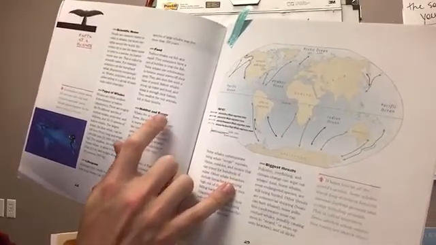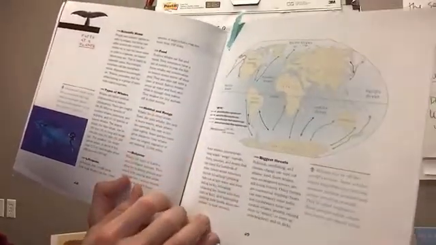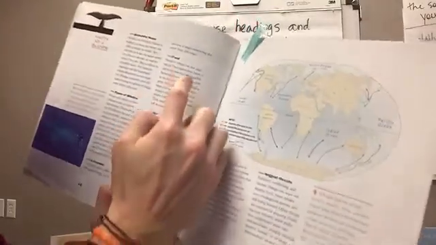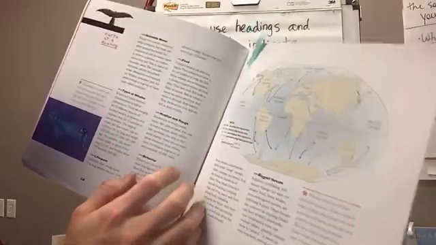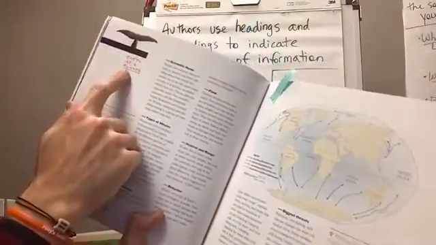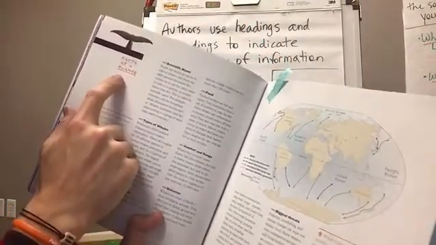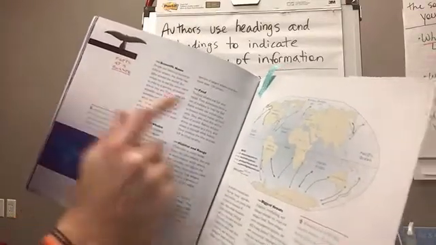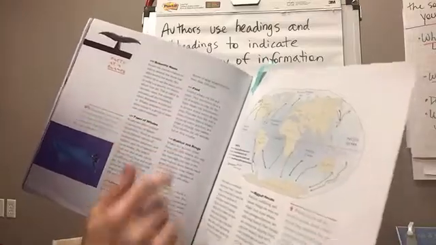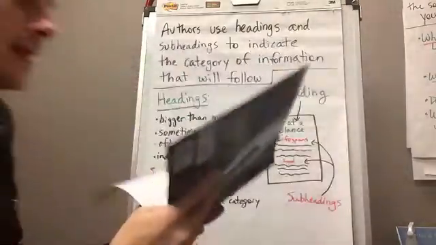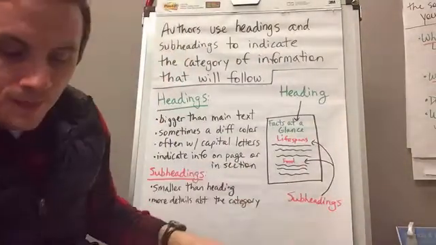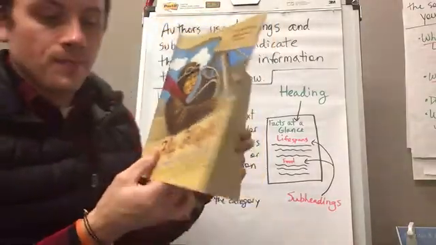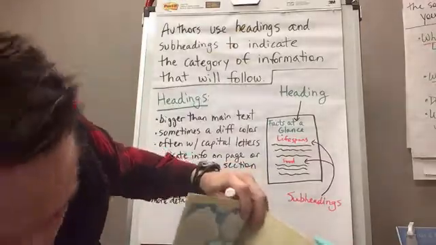Okay, so why did the author use these subheadings? Yes, again, probably to inform us of what category of information. Now, what's different between the heading and subheading? The heading is a little bit more general. These are more specific, more detailed. Now, let's take a glance here at Fly High, the story of Bessie Coleman. Sorry, let me move that book.